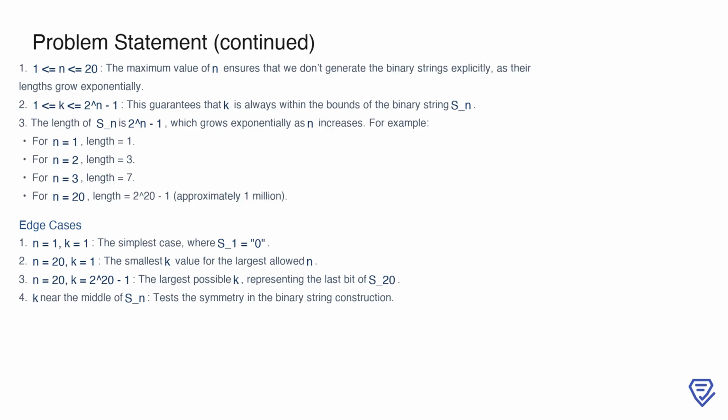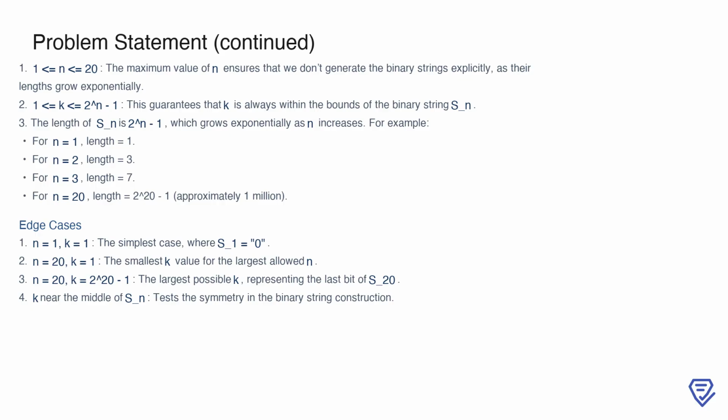The constraints of the problem are important to note. The value of n ranges from 1 to 20, which ensures that we cannot explicitly generate the strings for large n, as their lengths grow exponentially. For instance, the length of s_n is 2 to the power of n, minus 1. When n is 20, the string length exceeds 1 million, so a direct construction is computationally infeasible. The value of k is always within the range of the string's length, ensuring it's a valid index.